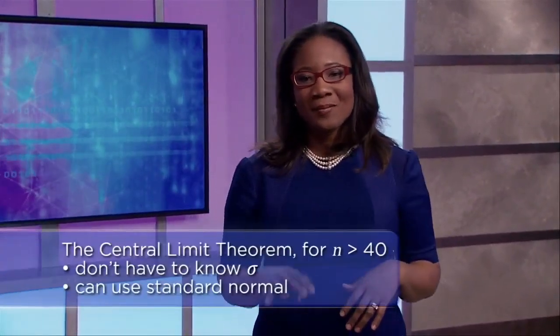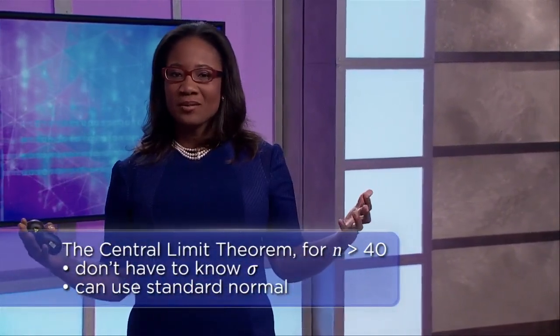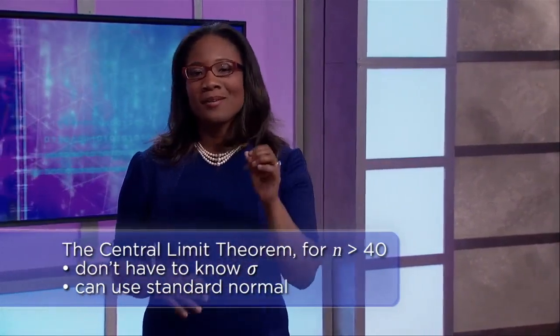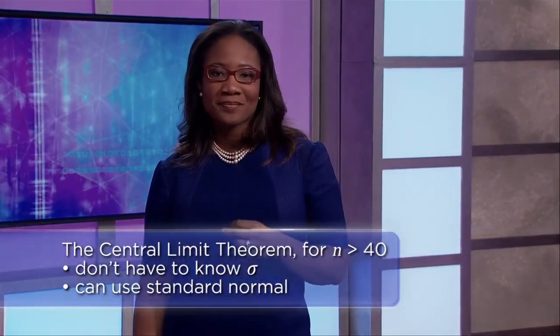Now, if we've got a large enough sample and we still don't know sigma, that's when we can invoke the power of the central limit theorem. If your sample is greater than about 40 or so, you still don't have to know sigma. You can actually use a standard normal. By then, you've actually converged.